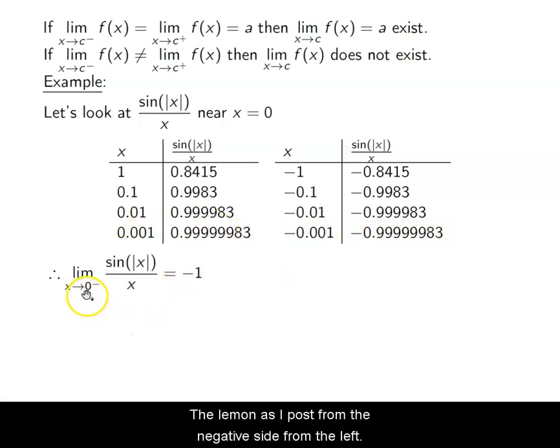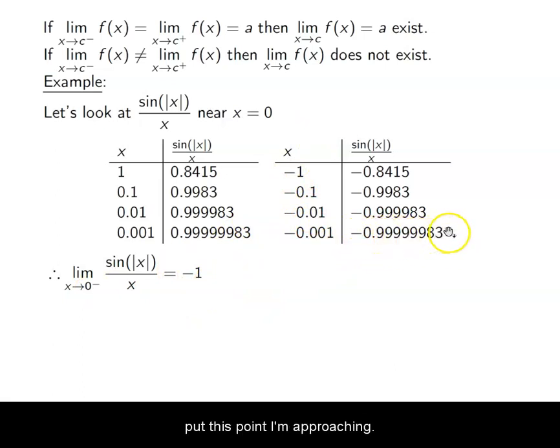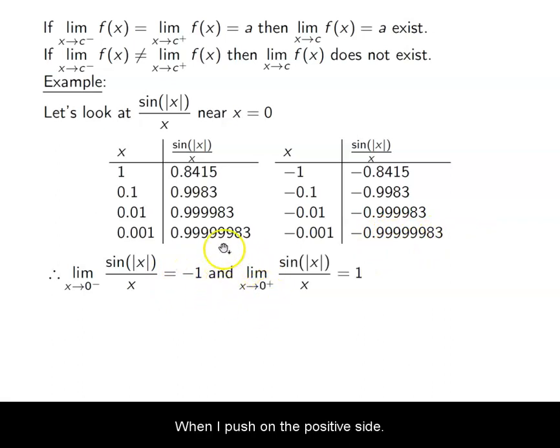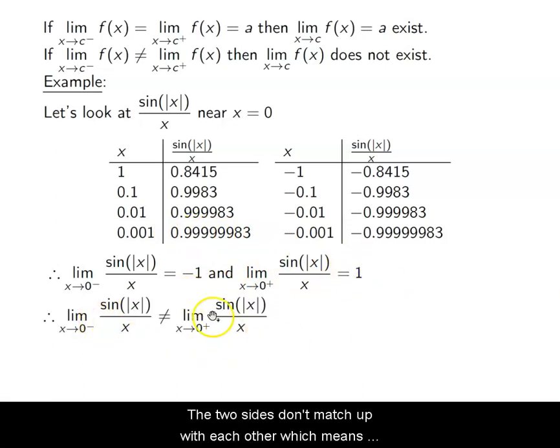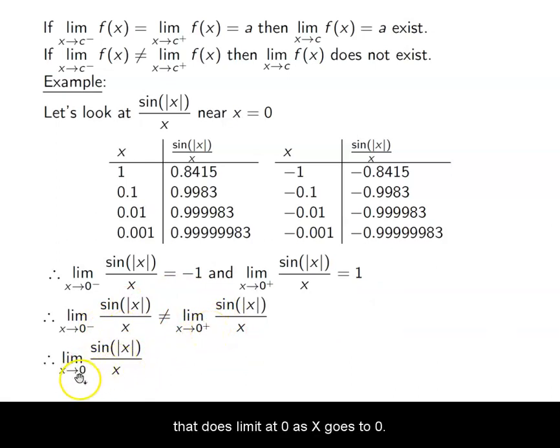So the limit as I approach from the negative side, from the left, is negative 1. That's the value I'm approaching. I don't put 0.99999. I'm approaching negative 1. When I approach from the positive side, I'm approaching a value of 1. The two sides don't match up with each other, which means that this limit at 0, as x goes to 0, does not exist. Okay.